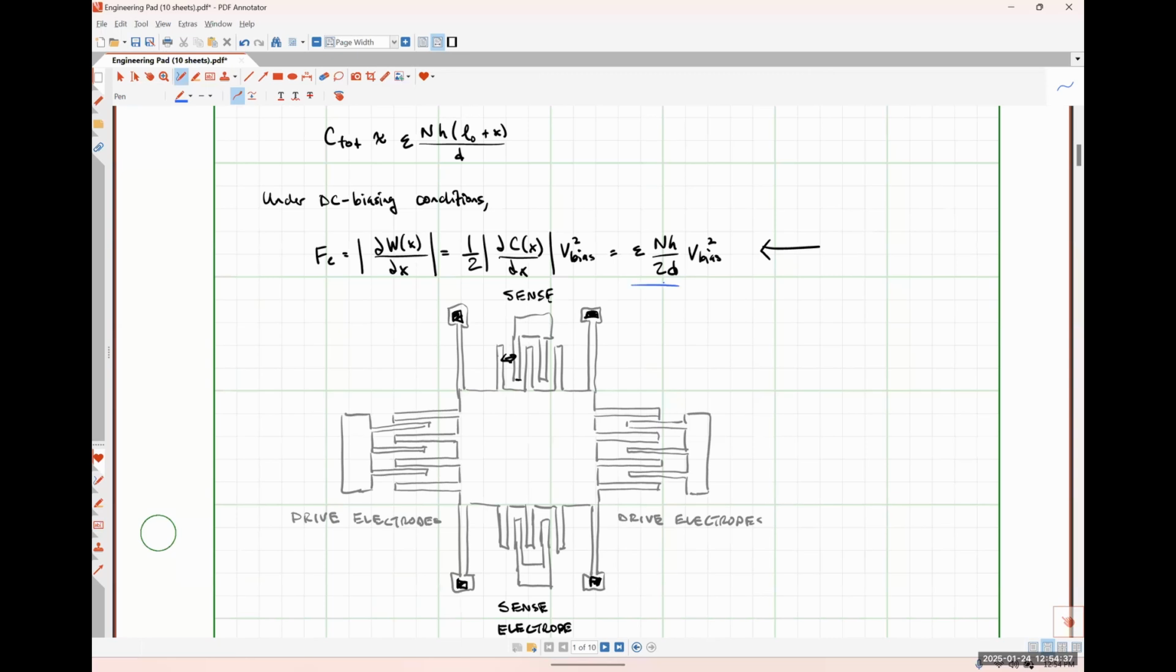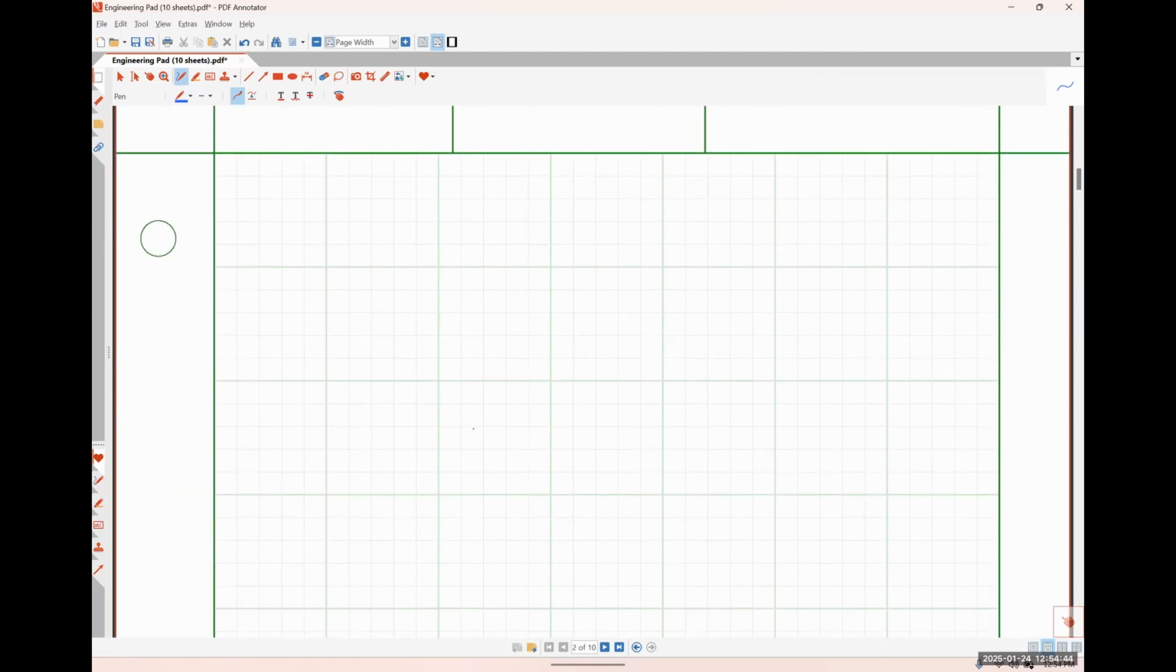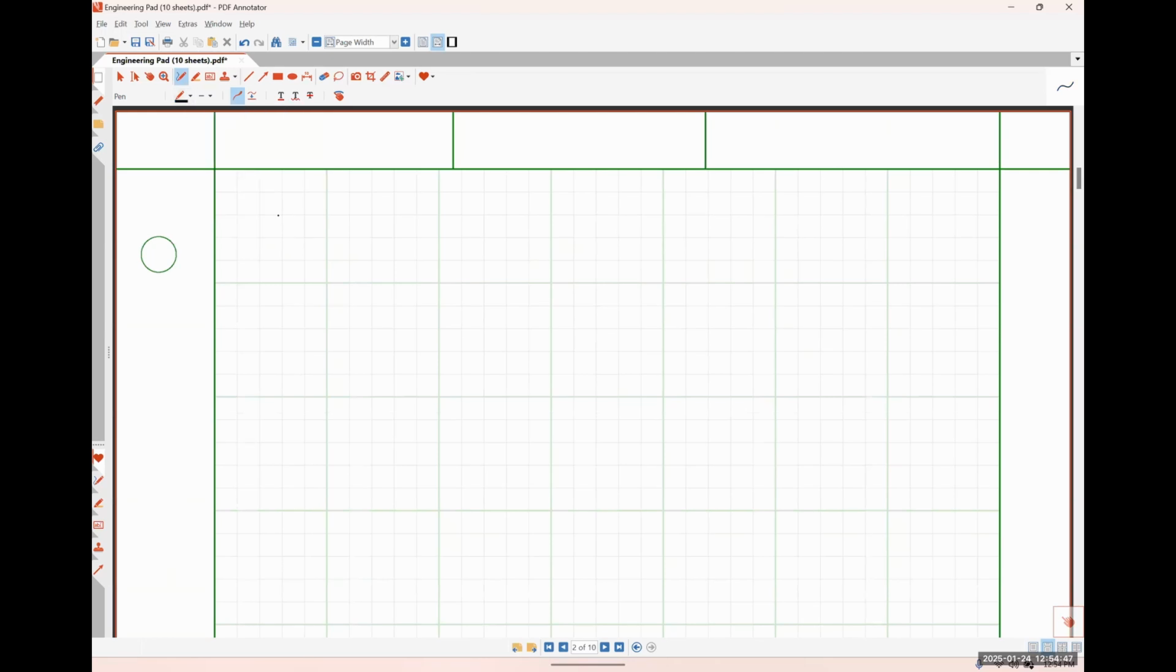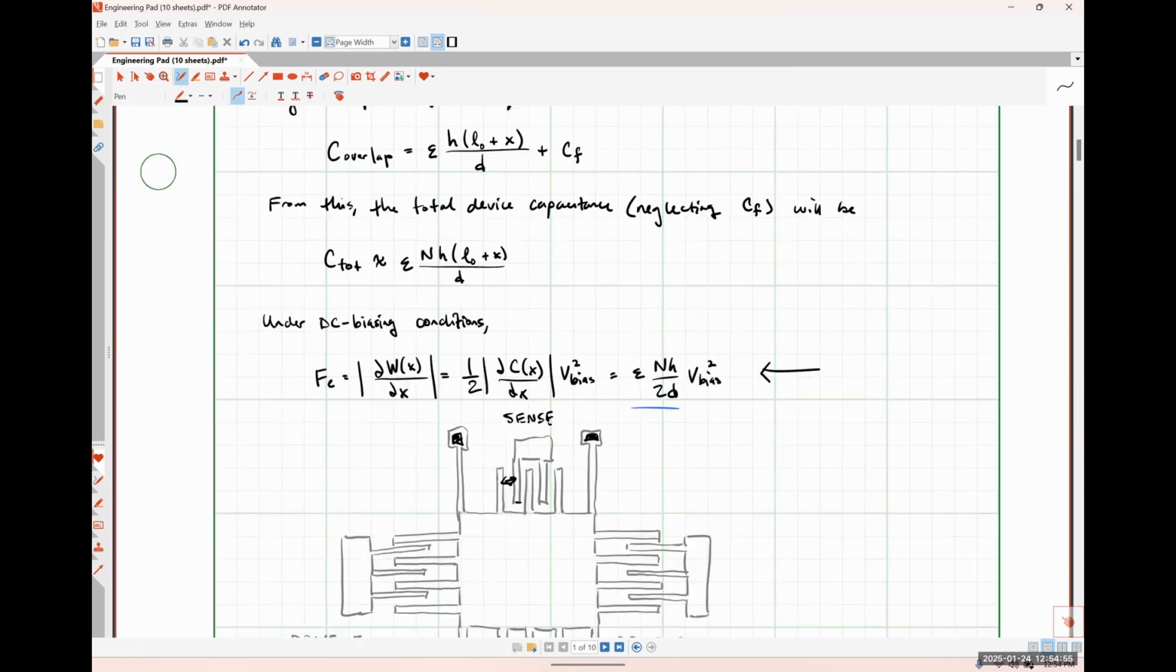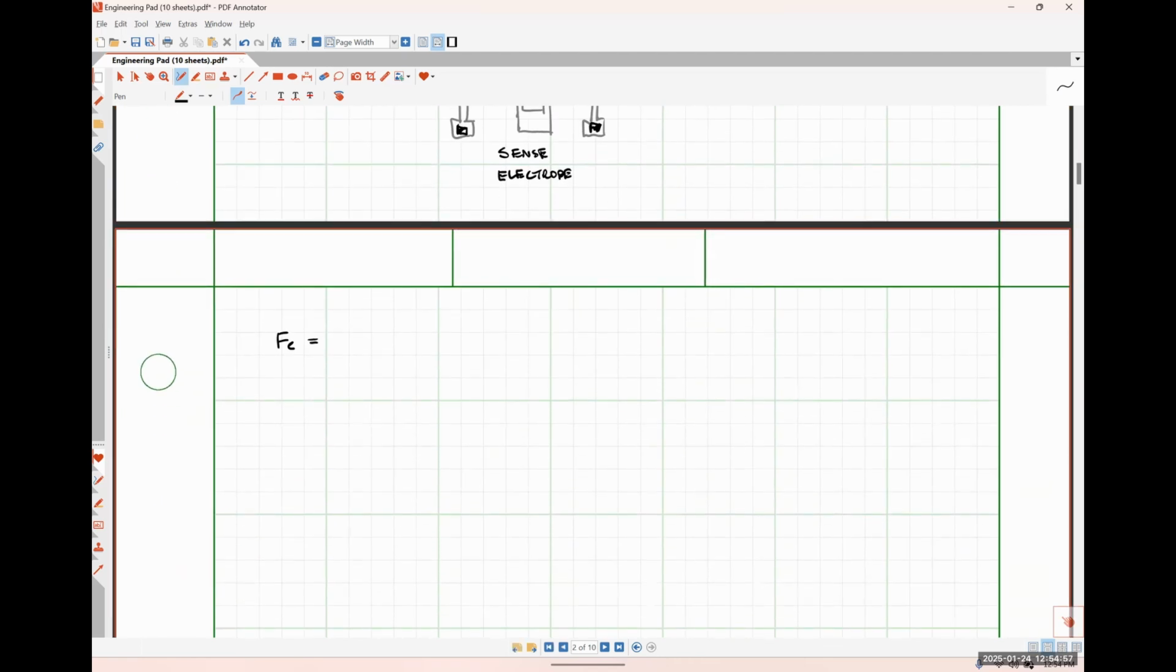So we've got our force, and it is dependent on the amount of bias voltage that we are applying. So let me write that back down here. We have F_E equal to epsilon N H over 2D times our bias voltage squared, right? So we have a fairly simple proportionality with a DC signal.